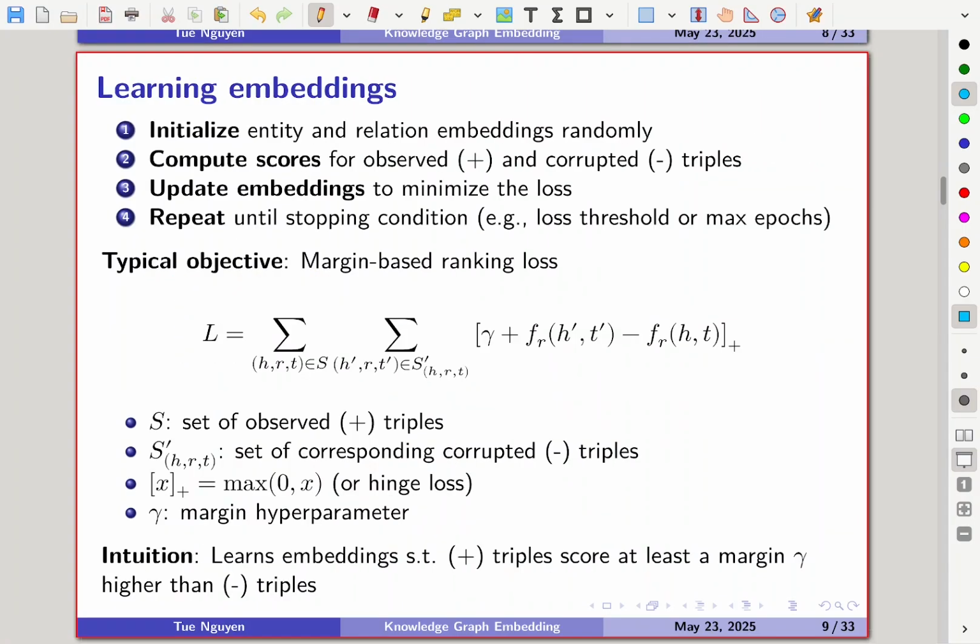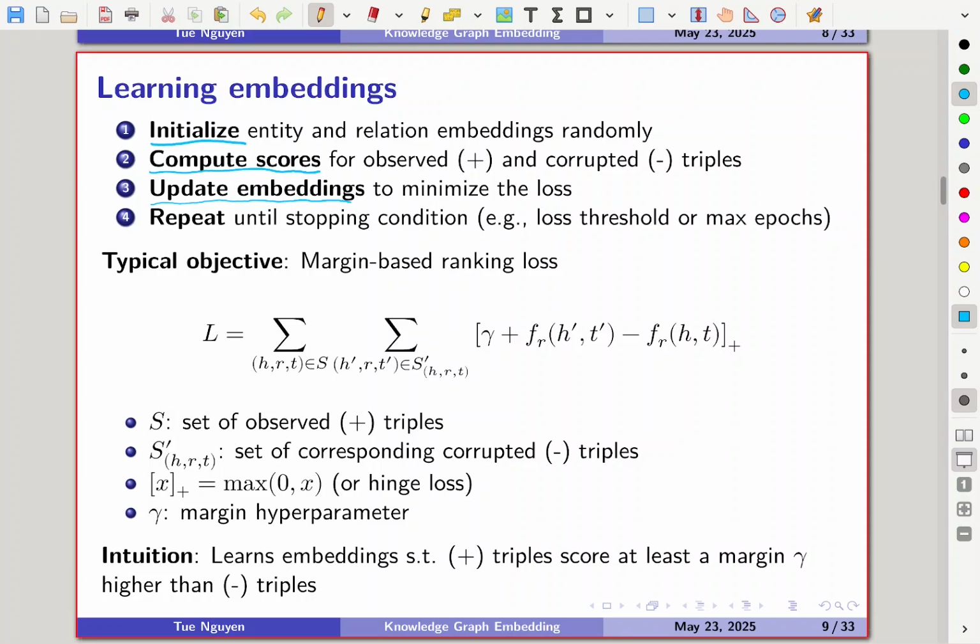To learn the embeddings, we follow a relatively straightforward algorithm consisting of 4 steps. Step 1 is to initialize random values for the embeddings of entities and relations. The second step is to compute the score of the observed triple and the corrupted triple. I will talk more about corrupted triples later. The third step is to update the embeddings to minimize the loss, and we repeat the steps until some stopping condition is met, like some loss threshold or max epochs.